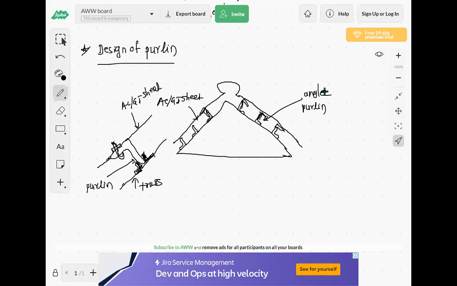Draw the sketch. This is your ridge. So now we have to design this purlin angle. Means which size of section we have to provide, or how much load or bending moment coming on this angle purlin. हा जो पर्लिन आहे हा आपल्याला डिझाईन करायचा.